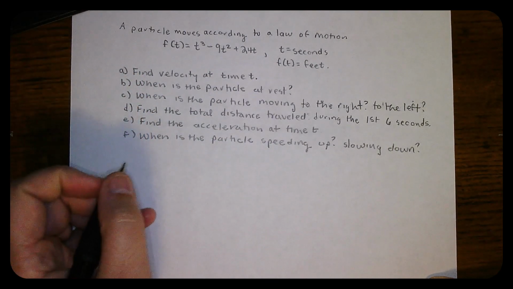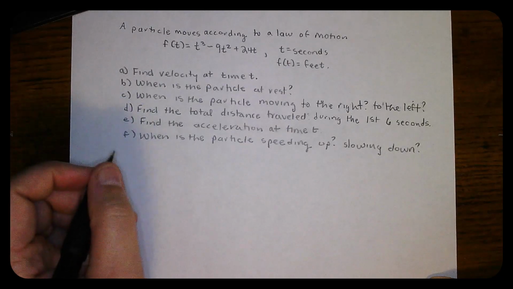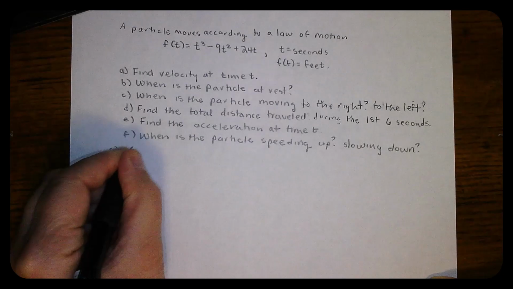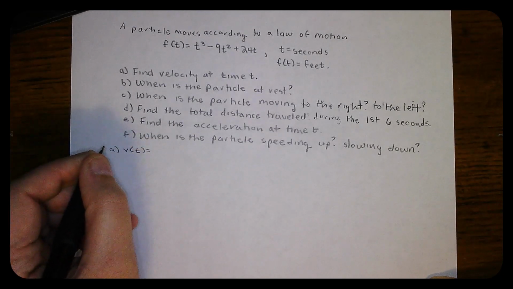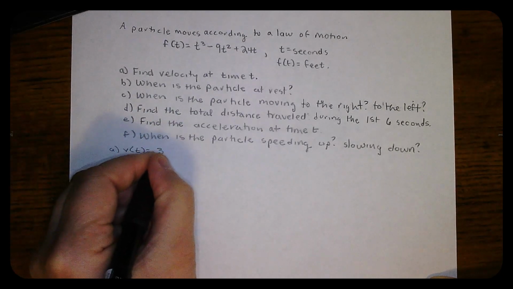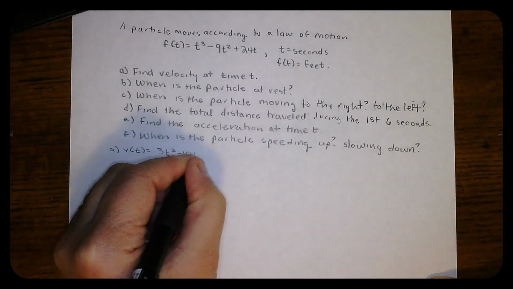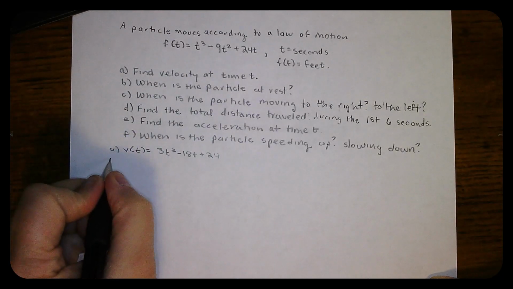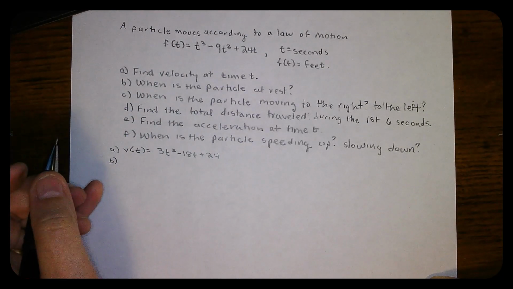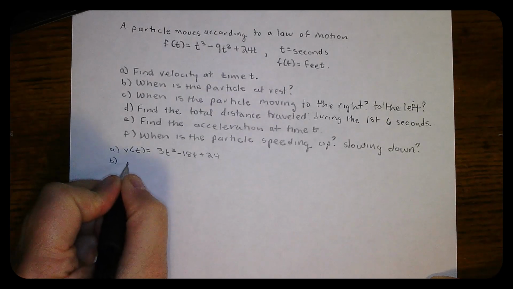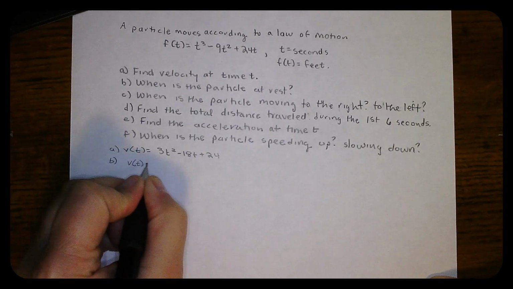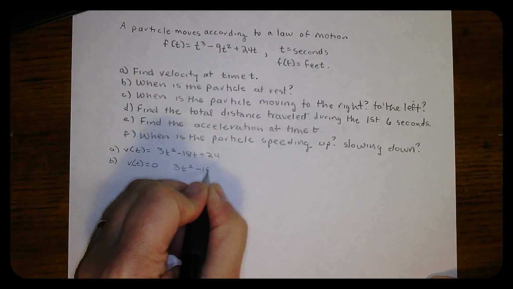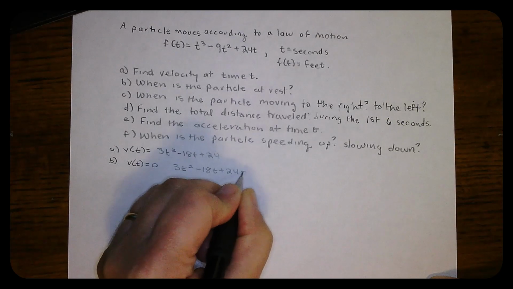All right, so the first derivative of the position function will give you the velocity function. So the first derivative would be 3t squared minus 18t plus 24. So that's A. And then immediately you're going to want to find out when the particle is at rest. So the particle is going to be at rest when the velocity equals 0. So 3t squared minus 18t plus 24 equals 0.